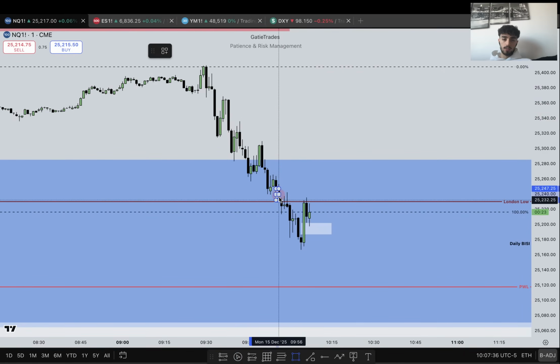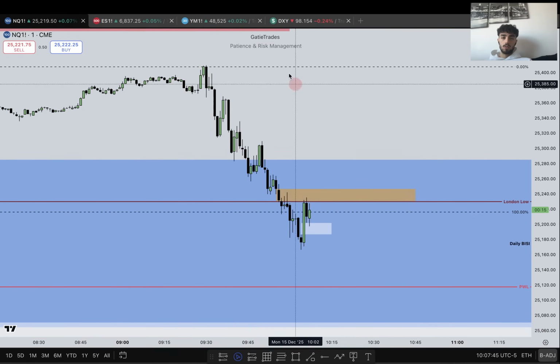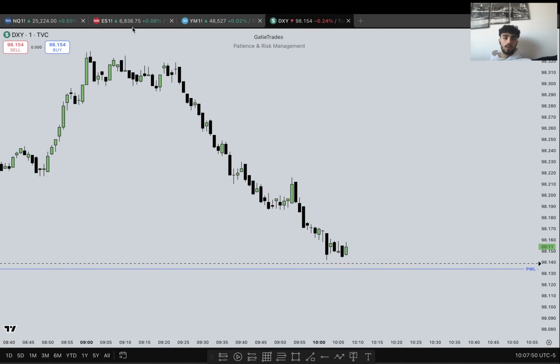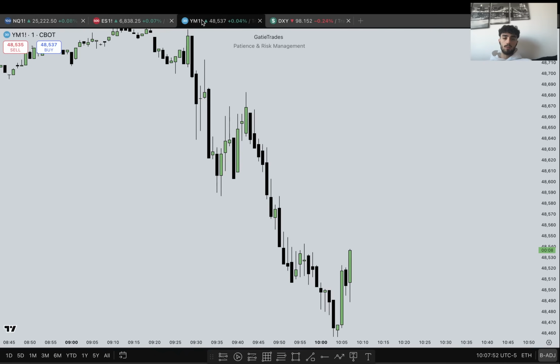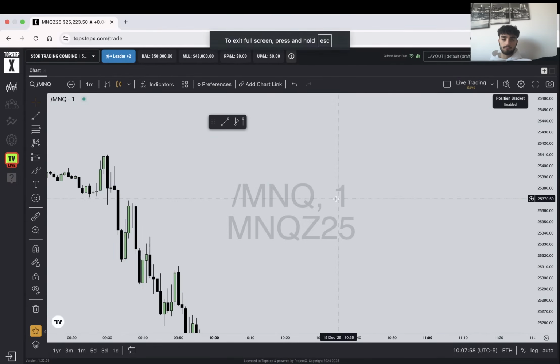I would draw this. If we actually close above here, market structure shift, I may buy that, because dollar is still bearish. Still previous week's lows open. Has a little bit of room. YM, they're all moving higher. Yeah, I may buy this. Alright, let's do it, boys.